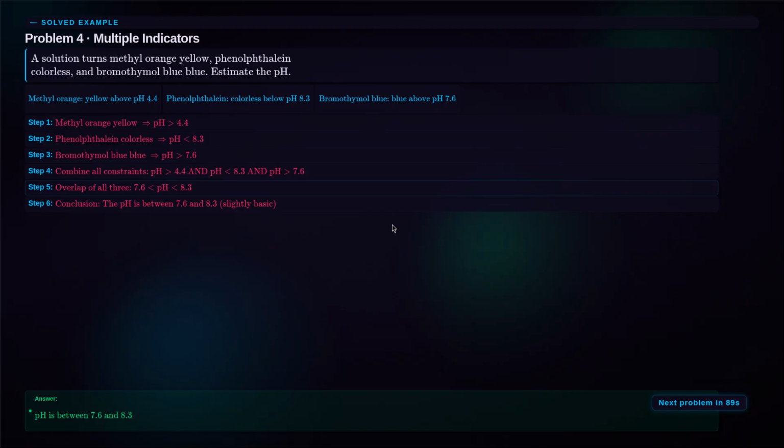Step 3. Bromothymol blue is blue above pH 7.6, so pH must be greater than 7.6. Step 4. Combining all three constraints, pH is greater than 7.6 and less than 8.3. Step 5. The answer is pH between 7.6 and 8.3. The solution is slightly basic.